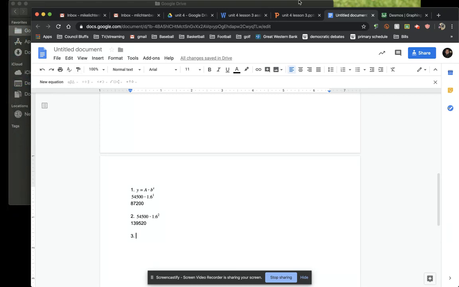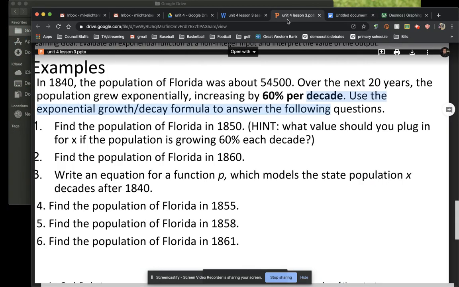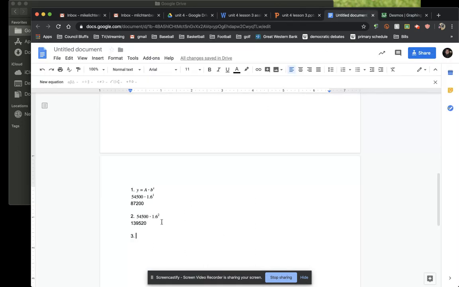For number 3, write an equation for a function P which models the state population X decades after 1840. So my equation, okay, an equation P. So I'm going to use P equals instead of Y equals. P for population. Okay, my initial value is still 54,500.